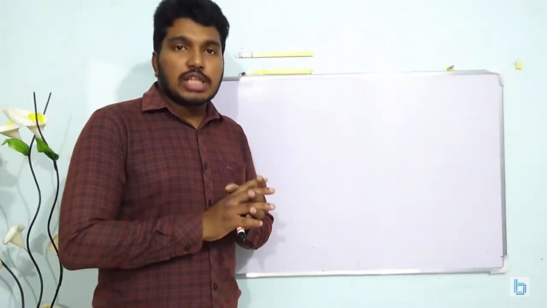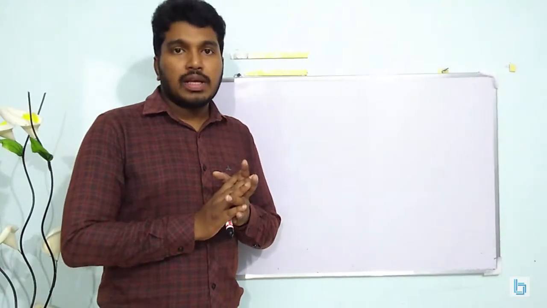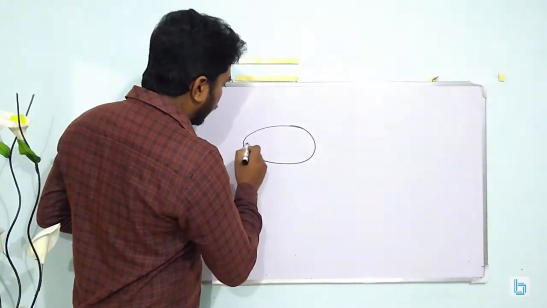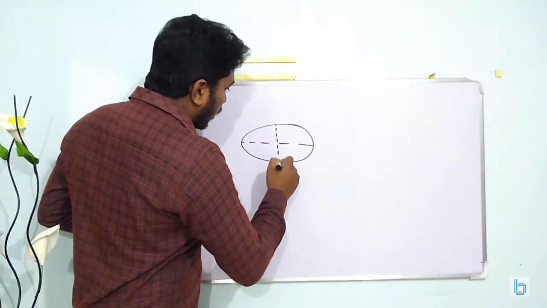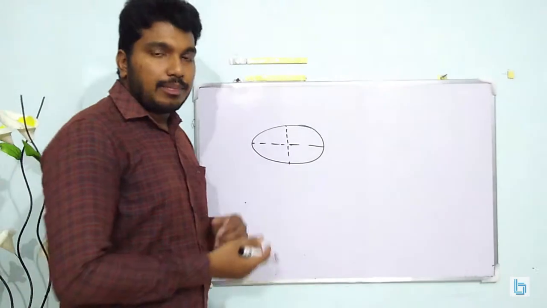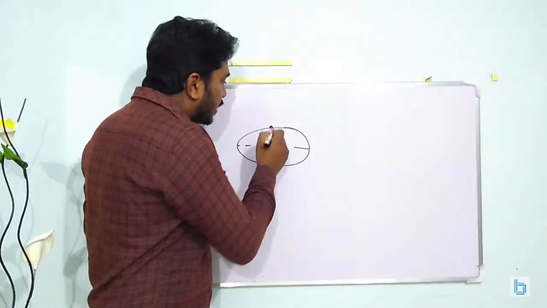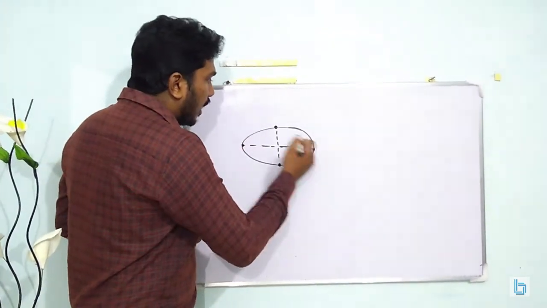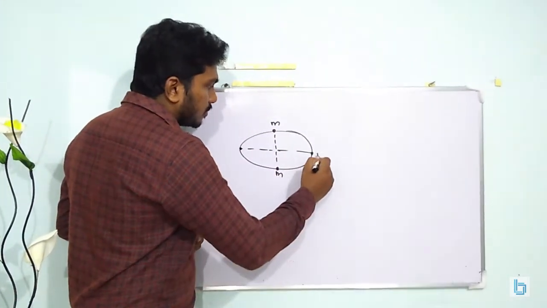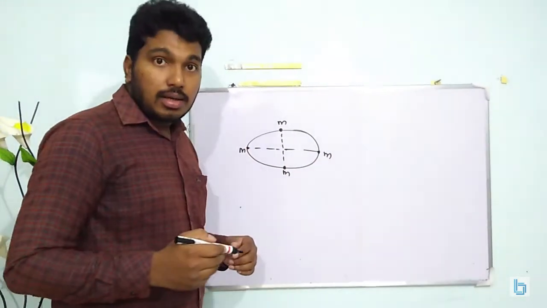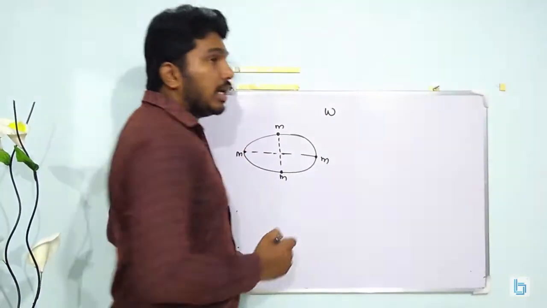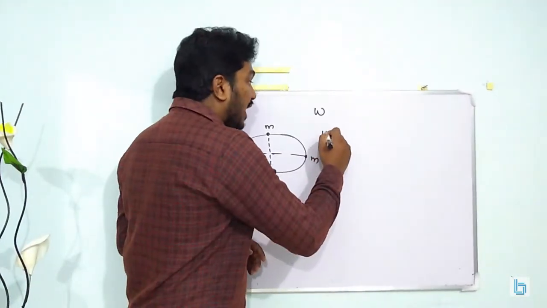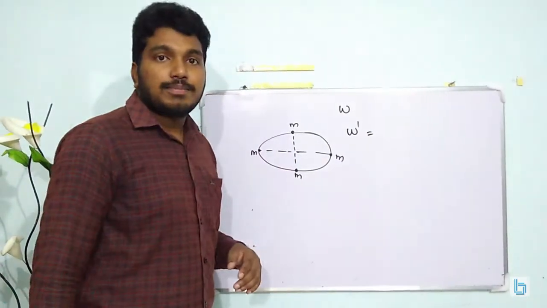So we have a question from the chapter System of Particles and Rotational Motion. In this question, we have a ring, and I have drawn the diameters here. At the two opposite ends of the perpendicular diameters, we are attaching masses of small m. Initially, the ring had an angular velocity omega. We are supposed to find out what the angular velocity is after attaching these masses.